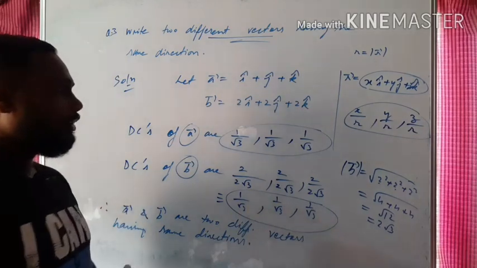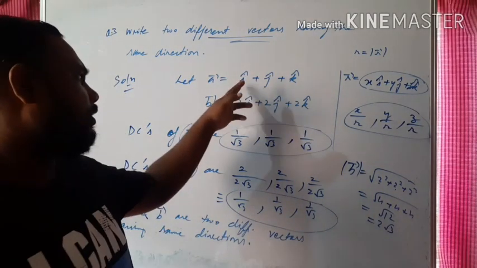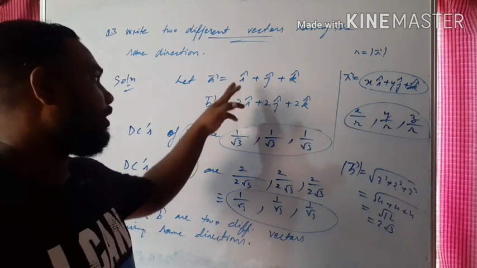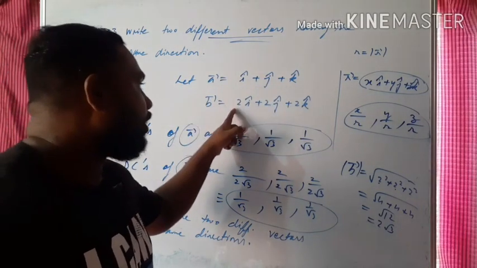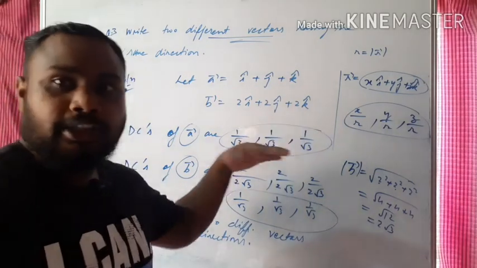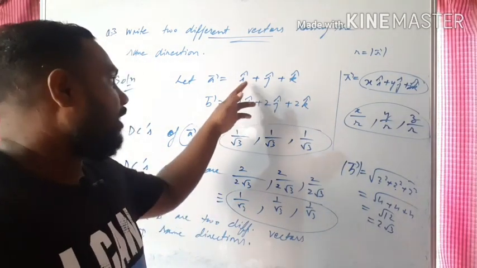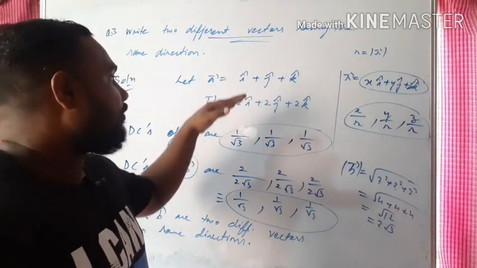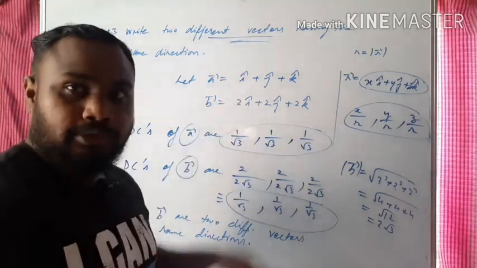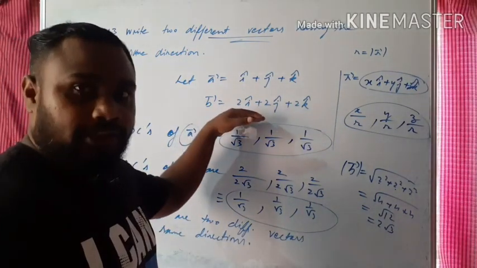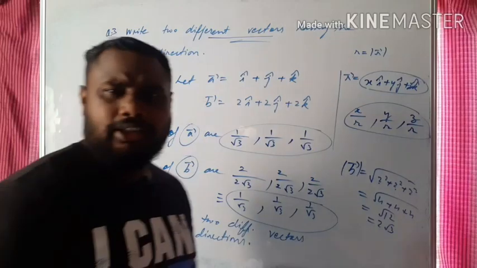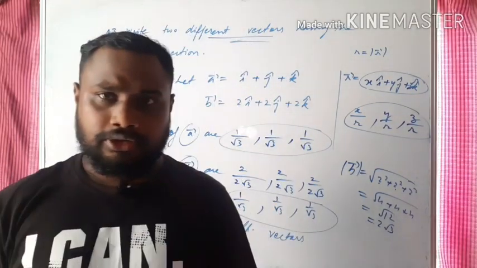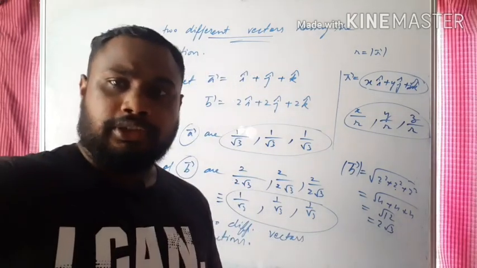Okay, so it's simple. You can take any vector and multiply it with a number, and whatever you get, take that as another vector. I have taken here the vector i plus j plus k. What I have done is multiplied by 2, so that the vector becomes a different vector, isn't it? Similarly, you can take many different examples in the same process. Okay, so let's see the next question.